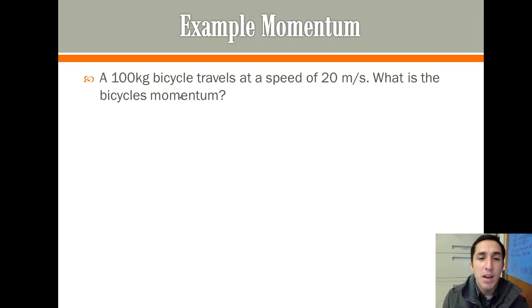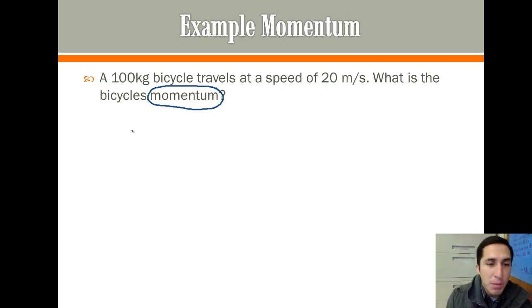A 100 kilogram bicycle travels at a speed of 20 meters per second. What's the bicycle's momentum? Well, let's pick up on this keyword right here, momentum, and write down what you know about it. What do we know about it? Okay, we know its speed.